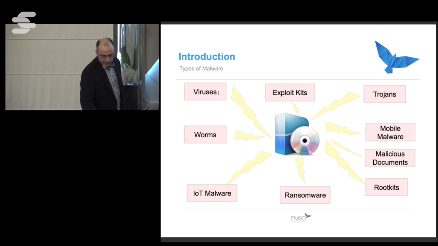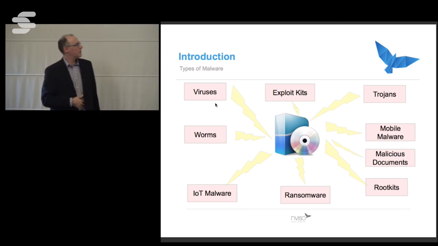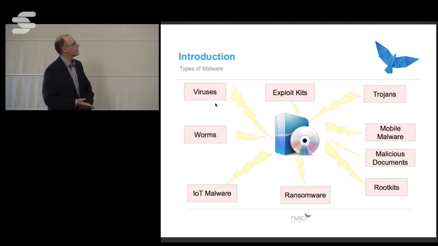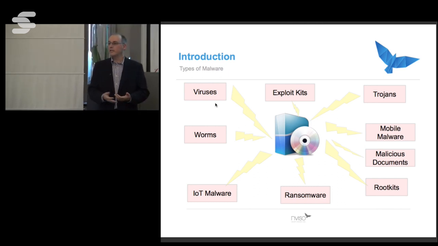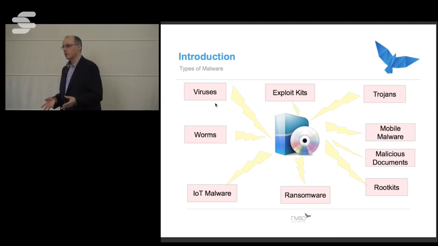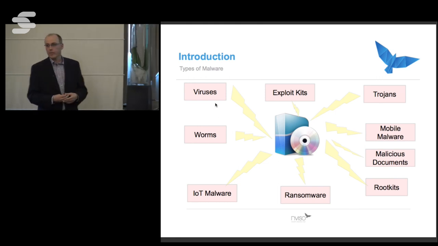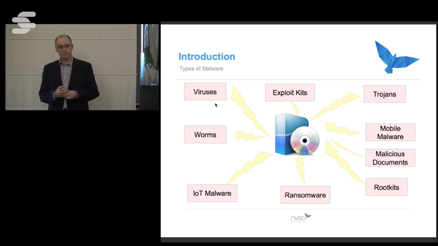So you have, for example, viruses. Viruses, that's what we talked about 15 years ago, when we were talking about malware. Viruses will replicate, but they will typically need user interaction. The user will need to do something for the virus to replicate. For example, if we are talking about a malicious executable, the user will have to open the executable, run it, for the virus to try to replicate. And for example, replication could mean that it will append itself to other executables on that machine.